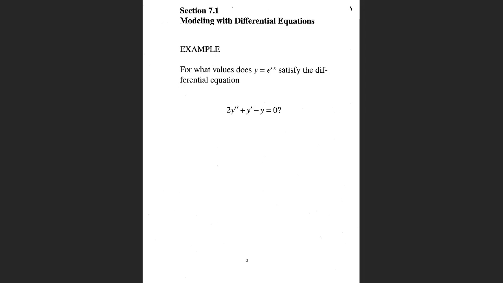Now, why is this called a differential equation? This is an example of a differential equation: 2y double prime plus y prime minus y equals 0. Why is this called a differential equation? It's an equation because there's an equal sign, but this is a differential equation.